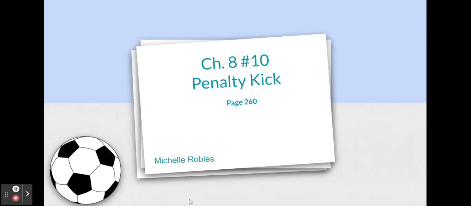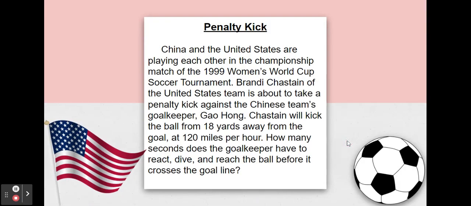Hi guys, my name is Michelle Robles, and I've decided to do Chapter 8, Number 10 problem called Penalty Kick. I chose this because I have played soccer my whole life, and also it seemed patriotic over the 4th of July weekend. So when presenting this word problem, I of course would read it over with my students first and then decide what the important information is from our word problem.